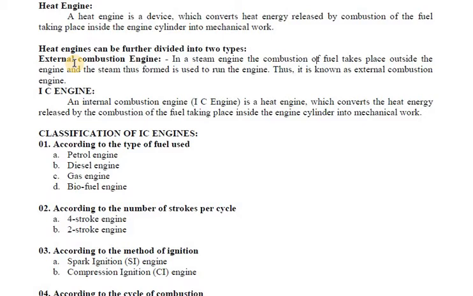Where are you going to produce that heat energy? By burning of coal in the oven. From the oven you are going to supply the heat to the boiler. Then in the boiler that water is converted into steam. Then that steam is used to run the steam turbine or any other application. So this is one example for the external combustion engine.